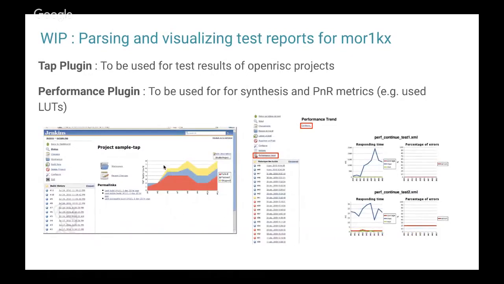We want to represent it in a graphical way, as seen in these sample images. So for this, we are working to use the TAP plugin so that we can show our test results of the OpenRISC projects. And we want to use the performance plugin that can be used for synthesis and PnR metrics. So using Jenkins simplified the method, and we can present it very well. This is a work in progress, and I hope we will develop this till the end of the GSoC project.